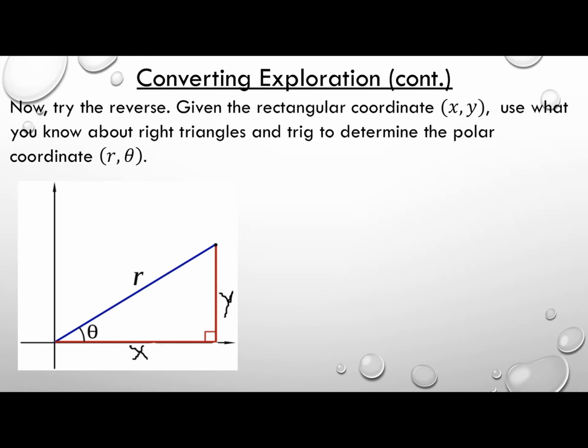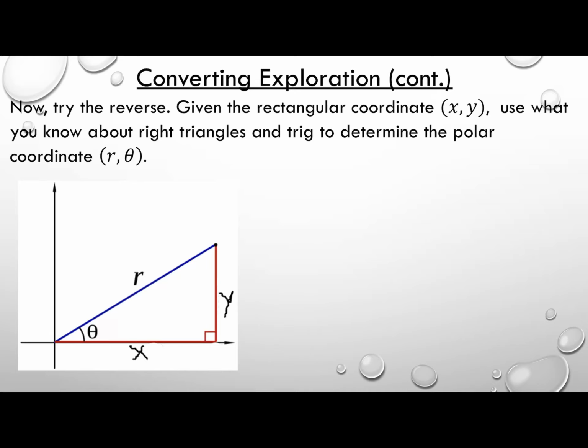Now let's assume we have a point written in rectangular coordinates and we have to convert that to polar coordinates. So I'm using the same diagram as the previous lesson, except this time let's pretend we know what x is and what y is. So we know these two sides of this right triangle, and we have to figure out what r and theta are respectively.